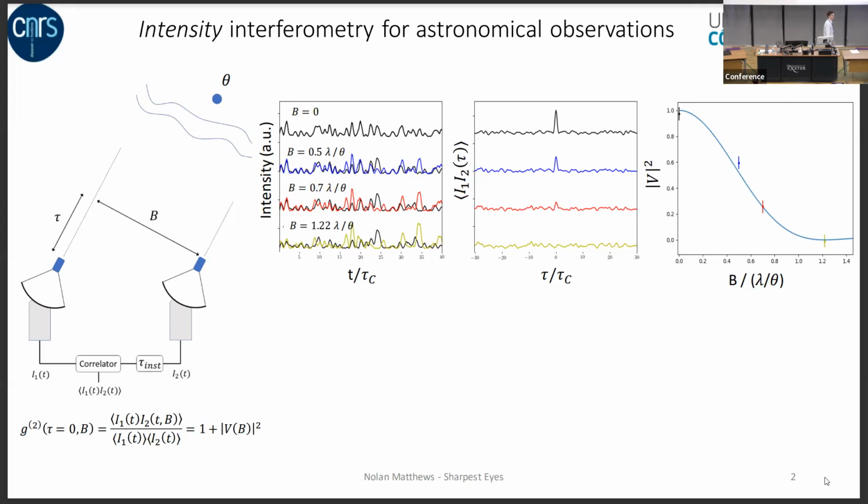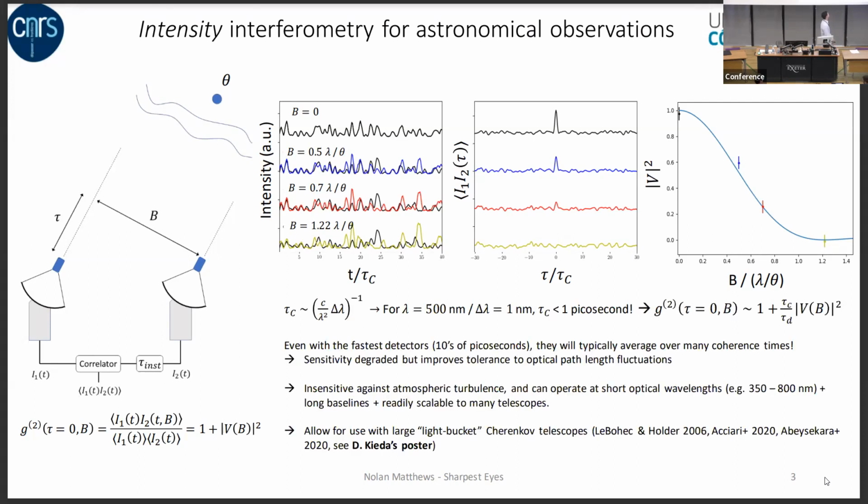To quantify this correlation, we form a correlation as a function of the time lag. And what you see is that at zero time lag, zero optical path delay, you get an excess of correlation. And as you go to larger and larger baseline, this correlation dies down. The peak, the amplitude of this correlation, is the term that's proportional to the squared visibility. And so by tracking the amplitude of this correlation with the baseline, we can of course fit visibility models and extract spatial information about the source.